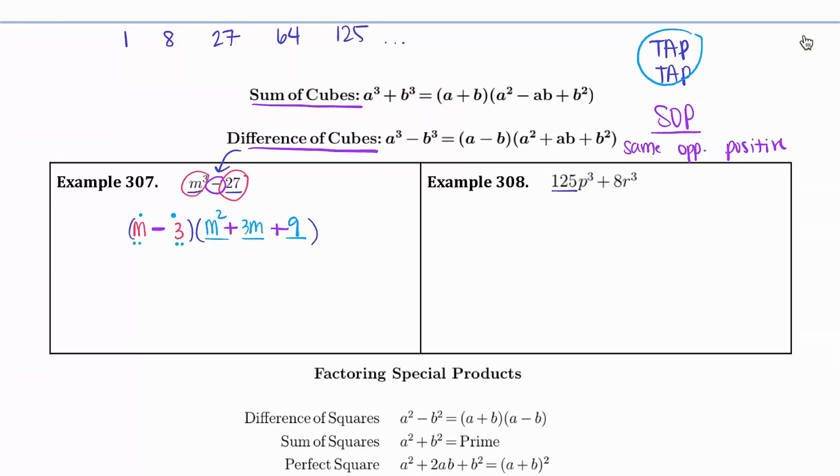All right, let's try one where we have the sum of cubes here. 125p cubed is a perfect cube. 8r cubed is a perfect cube. So I'm going to write my binomial. I'm going to write my trinomial.